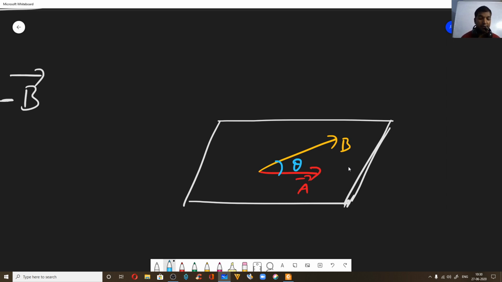When you are doing A cross B, you can use your screw rule, otherwise your right hand rule. So these four fingers, first you must point them along A, then curl them towards B. The resultant A cross B will be perpendicular to the plane containing the vectors A and B, so it makes an angle of 90 degrees with the plane, correct? So this is actually A cross B.